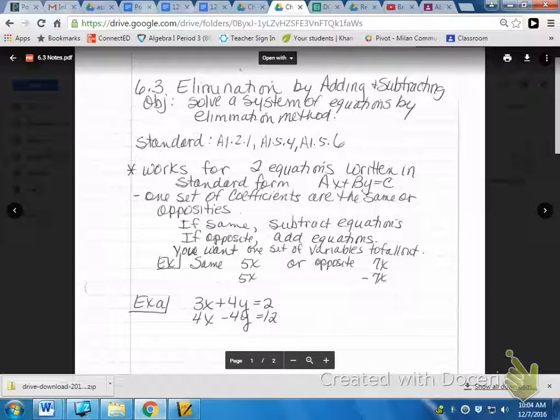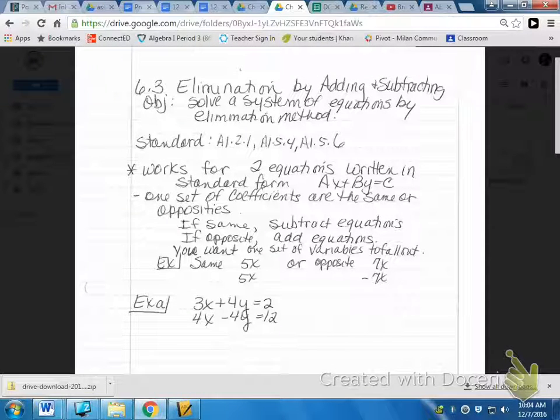Today's elimination, the equations are completely ready for you to start the elimination. Tomorrow you have to do a little bit of work to get the elimination set up. The standards are Algebra 1, 2-1, 5-4, and 5-6. So this works for two equations that are written in standard form. That means ax plus by equals c.